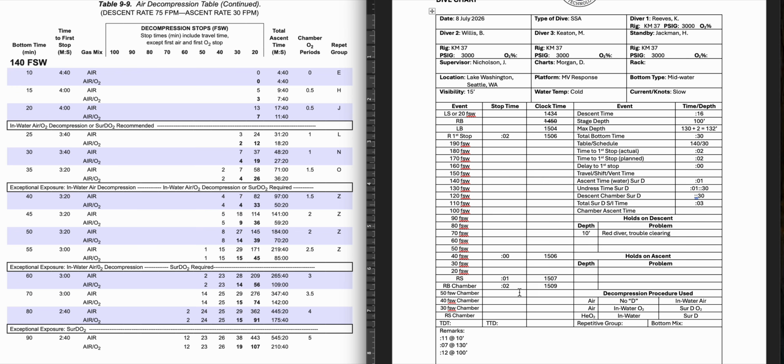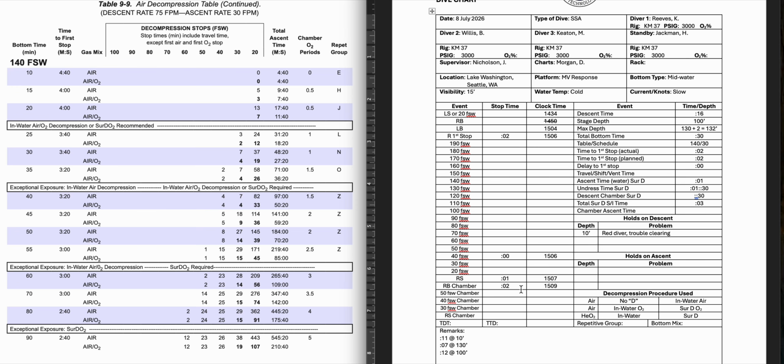Now, once we hit the bottom of the chamber, we need to go on our O2 periods. To calculate how many O2 periods you need, we are going to use our chart over here. For a 140/30 table, we need 1 O2 period. Remember, an O2 period is 30 minutes. A half period is 15 minutes. The rules of surface decompression say that the first 15 minutes is always at the 50-foot stop, and unless you have more than 5 periods, then every other period is going to be at the 40-foot stop.